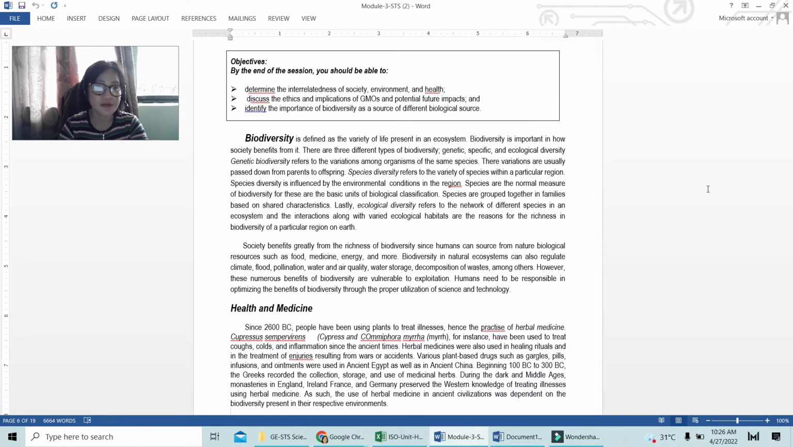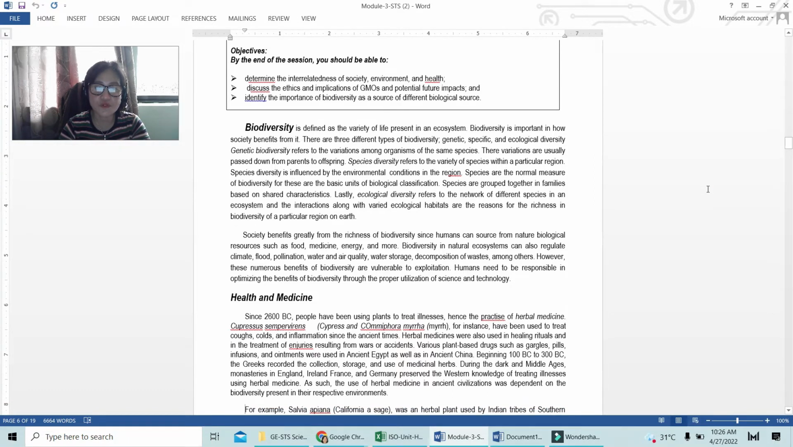Let's say for example, I forgot the name, but when someone has dengue, instead of going to the hospital or treating it with medicine, some folks opt for alternative medicine and take those plants, because it is proven and tested that they can actually heal those kinds of diseases. Herbal medicine was also used in healing rituals and in the treatment of injuries resulting from wars or accidents.